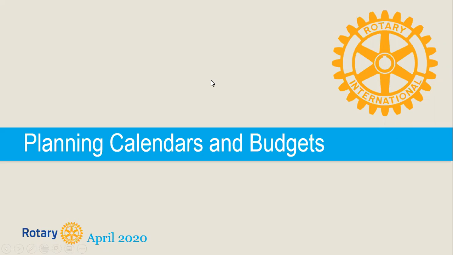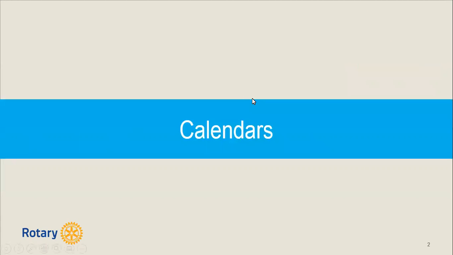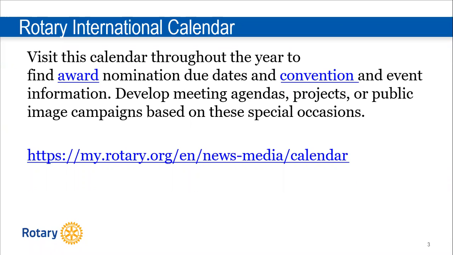The webinar today is for club planning. We'll cover calendars and budgets. So for calendars, there are the international calendar, the district calendar, and the club calendar. Putting them all together would be really good so we can plan out the year and people know what's coming up. So let's start with the Rotary International calendar.